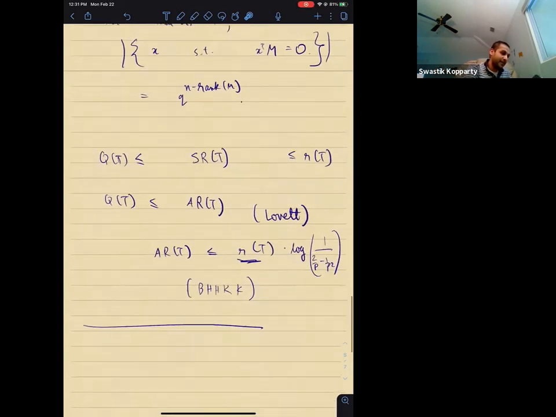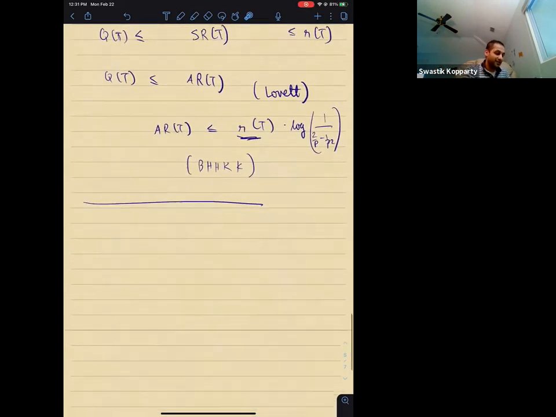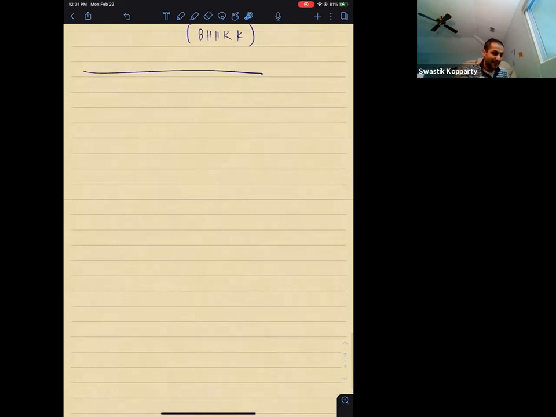Here is the definition: the geometric rank of a tensor T is, look at the set of all x, y such that T of x, y, dot is 0.